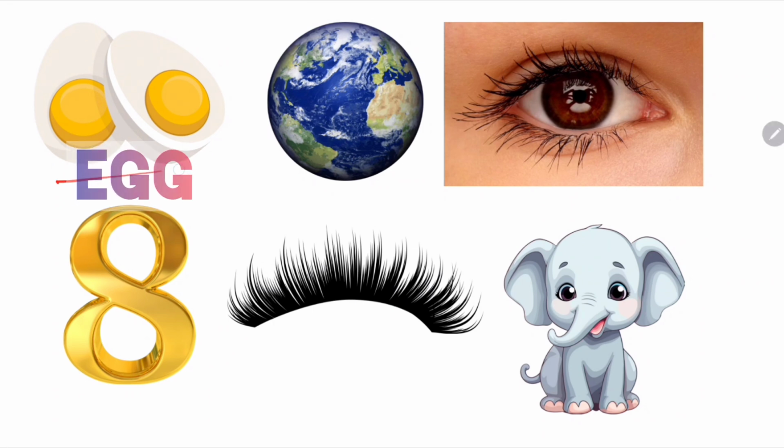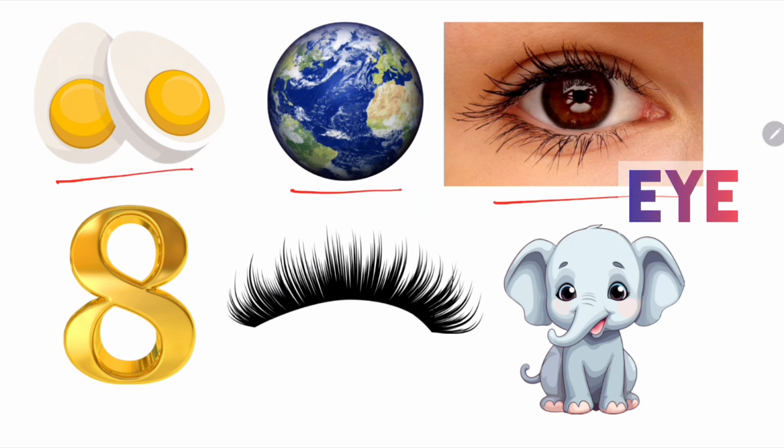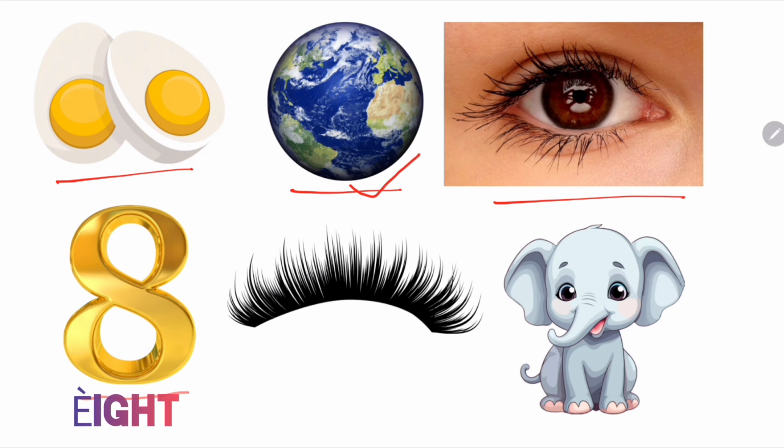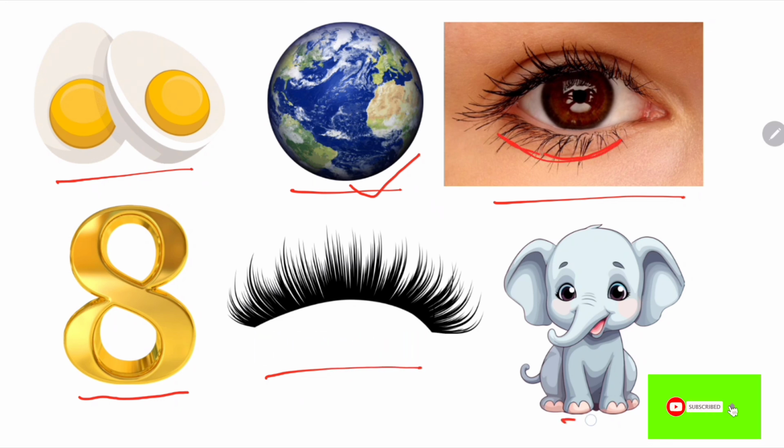E for egg. E for earth. E for eye. You can see the whole world through your eyes. And we are living on the planet Earth. Now this is the number 8. E for 8. This one is eyelash. See, these are the eyelashes. Now this is a cute little elephant.